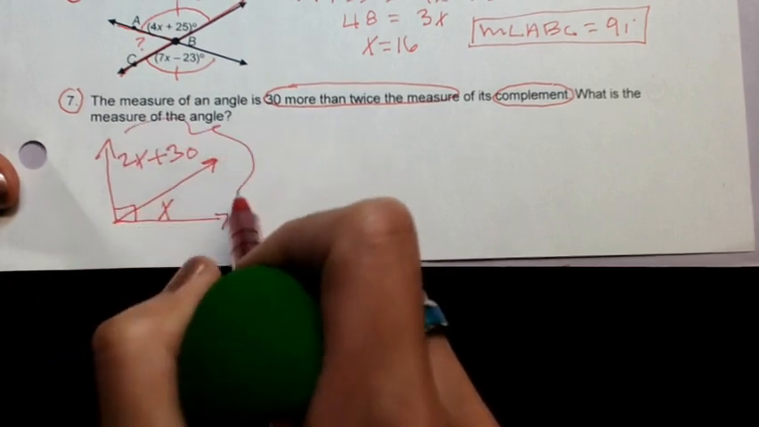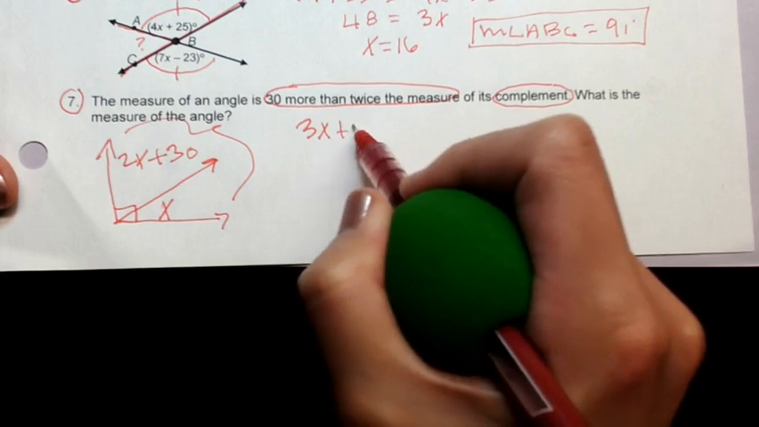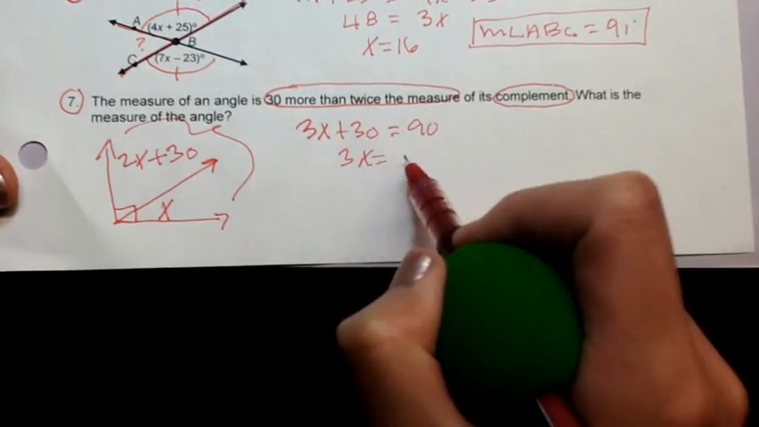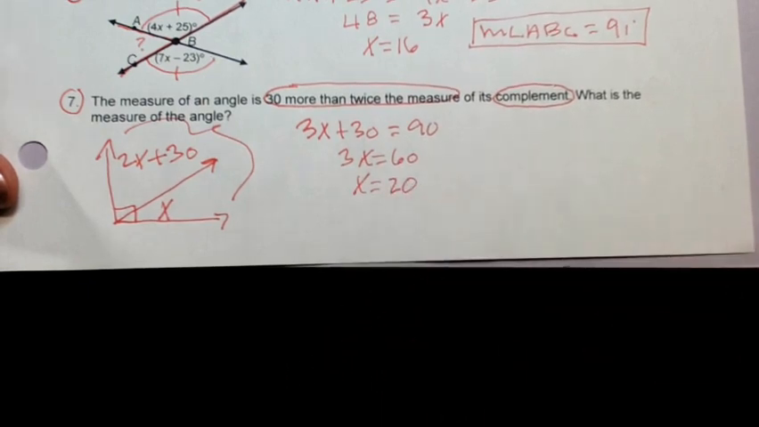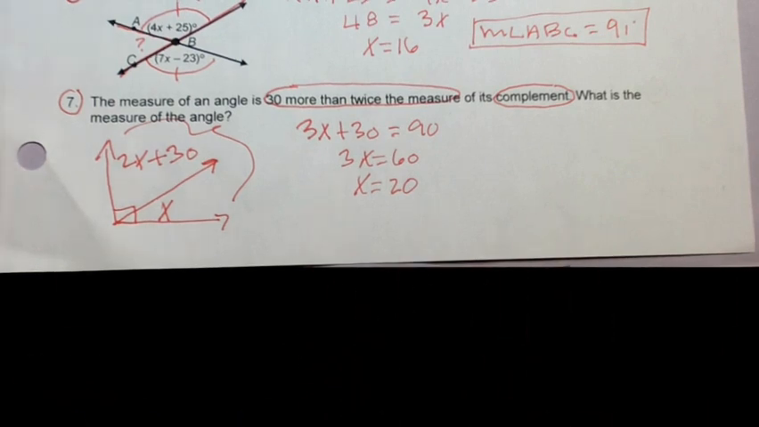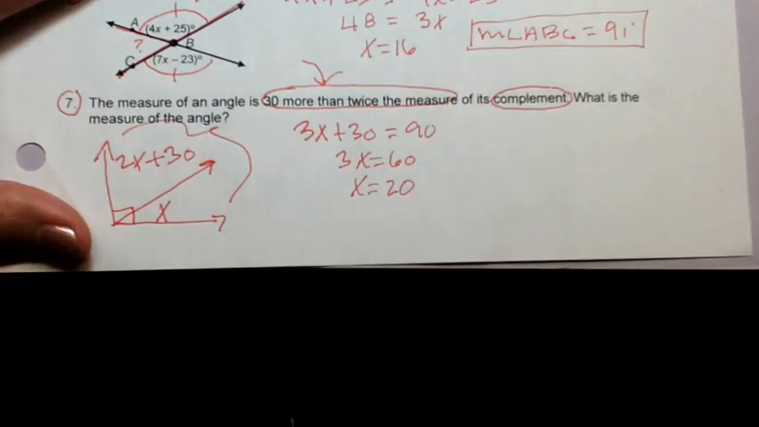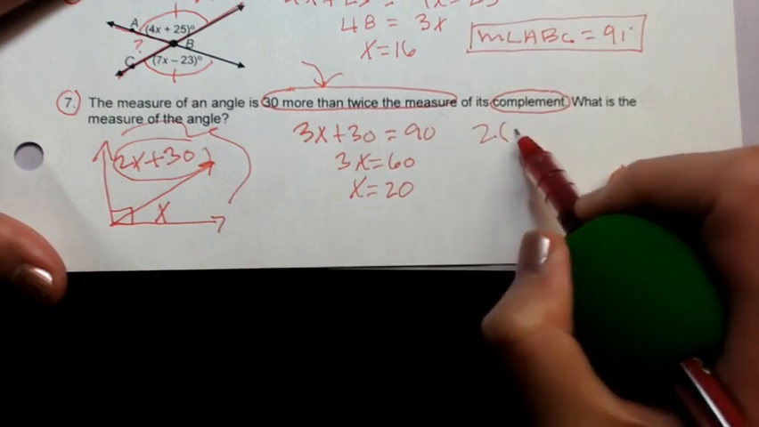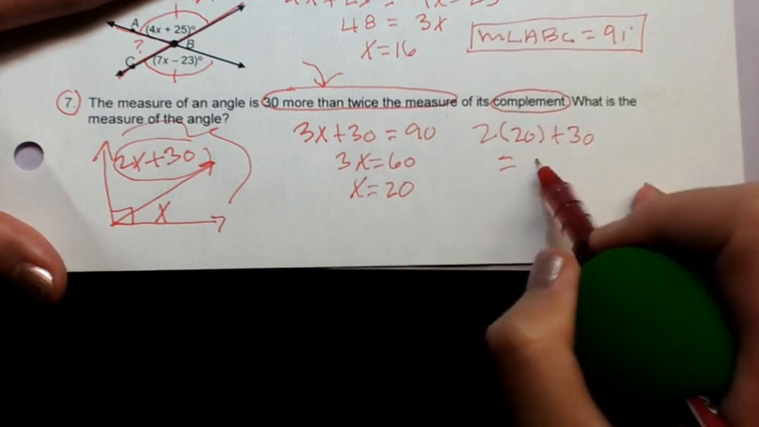Can we set them equal to 90 on this one? So I'm going to go ahead and combine like terms already. Minus 30. Then I'm going to find the x, but let's see what the question is asking us for. It says, what is the measurement of the angle? What that basically means is, what is the angle we are talking about? So we'll need to plug it back in here. So we have 2 times 20, plus 30, and that's going to give us 70 degrees.